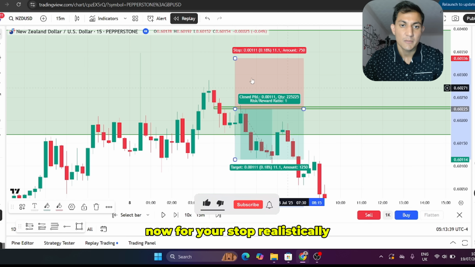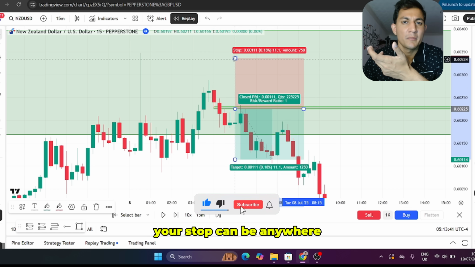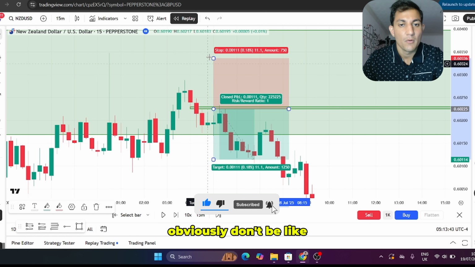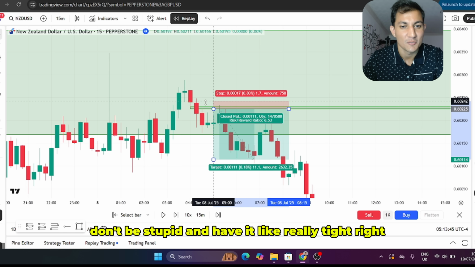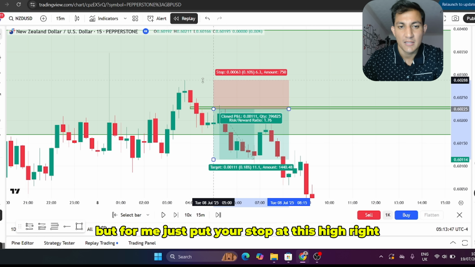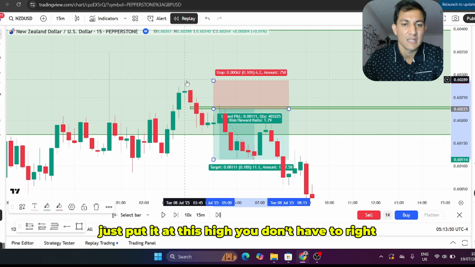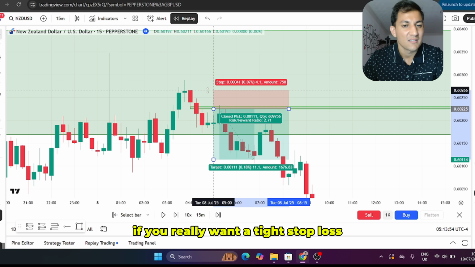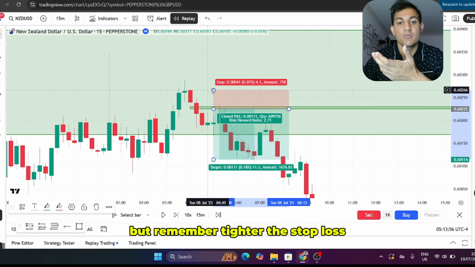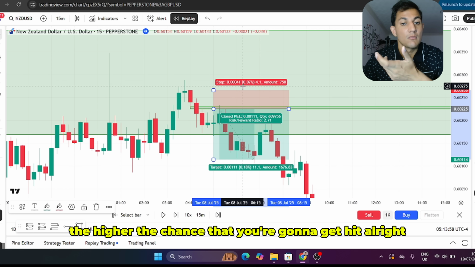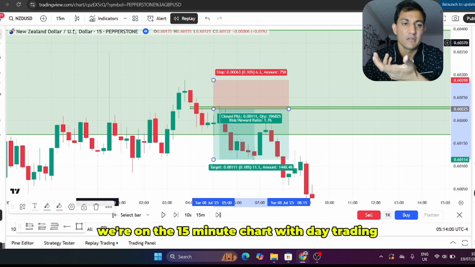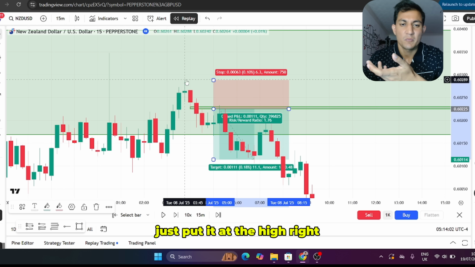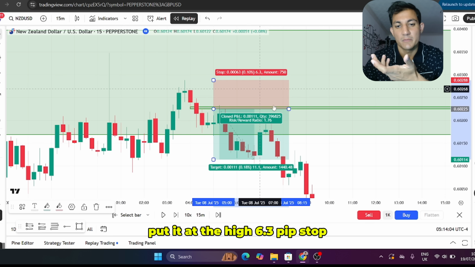Now for your stop, realistically your stop can be anywhere. Obviously don't be stupid and have it really tight. But for me, just put your stop at this high. You don't have to, if you really want a tight stop loss. But remember, the tighter the stop loss, the higher the chance that your stop's going to get hit. So for me, we're on the 15-minute chart, we're day trading. Just put it at the high, a 6.3 pip stop.